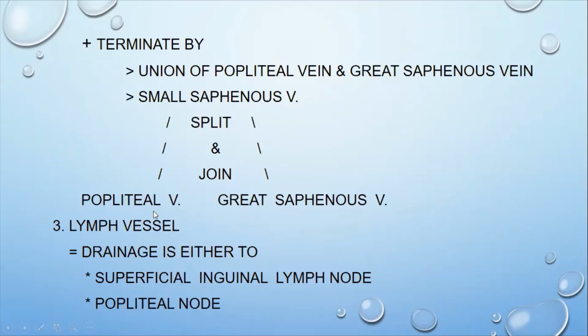Then you have the lymph vessels, whose drainage is either to the superficial inguinal lymph node or the popliteal node. So you have to remember, if you will be presented with a patient in which there is a lymphadenopathy in the superficial inguinal lymph node, this could mean that there is a popliteal lesion. There could be a popliteal lesion.